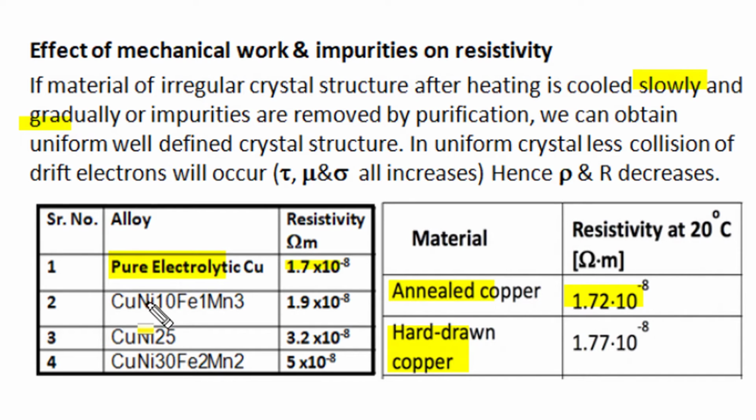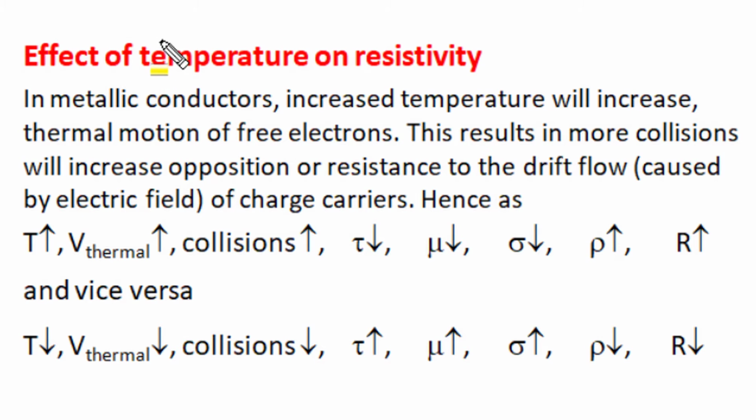Similarly, when we refine material and remove all sorts of impurities, it will refine the crystal structure, reduce the number of collisions, increase the time between collisions or relaxation time, mobility and conductivity, and decrease resistivity and resistance. So when we need softness, flexibility and increased conductivity, we use pure electrolytic grade conductor material with annealing done on that. Temperature is the most important parameter which affects resistivity of conductors and semiconductors.